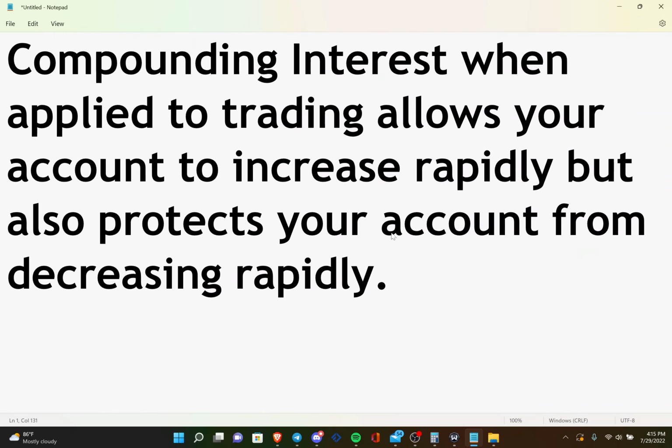So here we are. Compounding interest, when applied to trading, allows your account to increase rapidly, but also protects your account from decreasing rapidly. Most people understand compounding interest as some way to make a lot of money from a little money relatively quickly. But what's really cool about it, at least when it applies to trading, is that if you apply the same rules to your growth to when you are losing, you will actually find that you will protect your account by decreasing your trade position size relative to your total account.